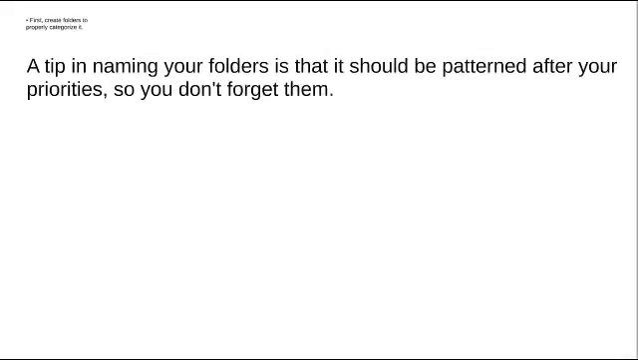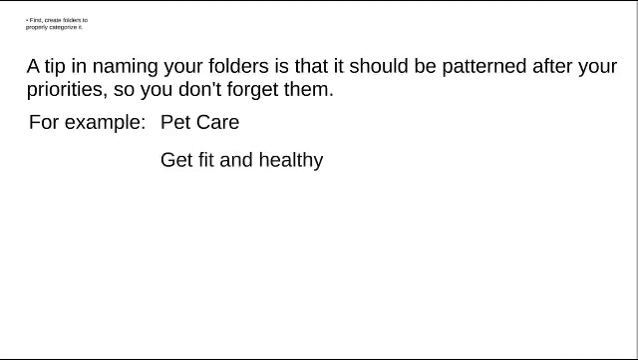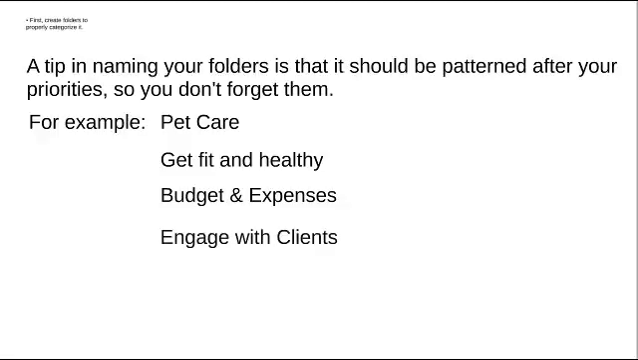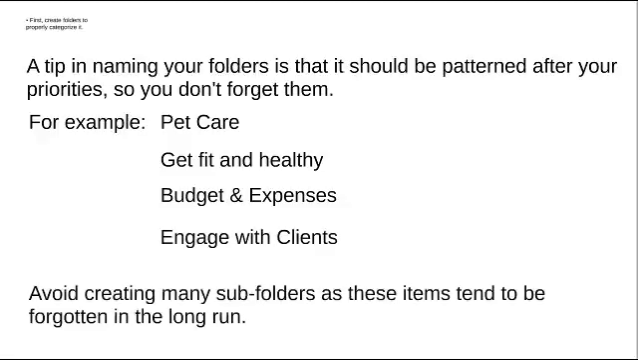You have tons and tons of email coming in. We want to put it in different folders so that you can categorize it by priority. Obviously, you're going to need to prioritize. A tip in naming your folders is to name them by your priority, so that you do not forget them. By priority, I mean by topic. For example: pet care, get fit and healthy, budget and expenses, engage with clients, and so forth.